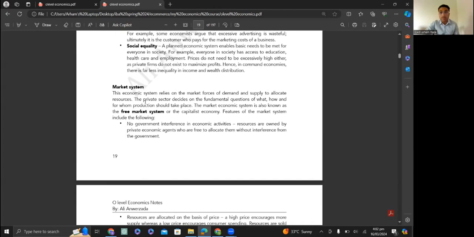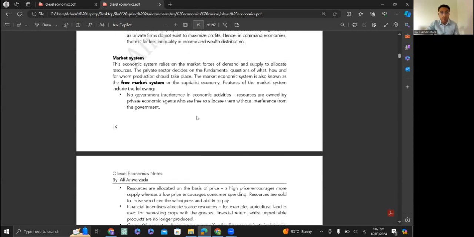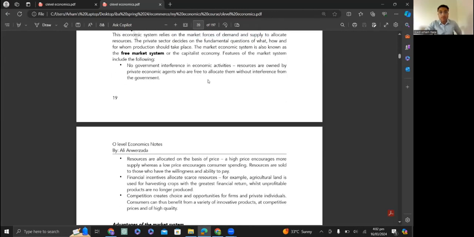Now, the market system. The market system was run by the firms and the households, which are the two economic agents. As I mentioned earlier, this type of market system is run by demand and supply to allocate resources. The private sector decides on the fundamental questions of what, how, and for whom to produce, and the private sector includes the households and the firms. The market economic system is also known as the free market economy. So we can also call it a free or a capital economy. And the feature of the market system is that there will be no government intervention.